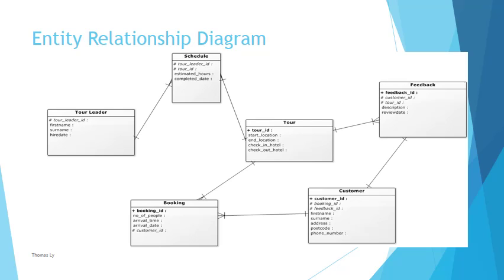There are two types of relationships which are used in this diagram, and these are one-to-many and one-to-one. An example of a one-to-many relationship would be the tour and booking. The tour can have many bookings, hence why it is called one-to-many. An example of a one-to-one relation would be the tour leader to the schedule. The tour leader would not have many schedules, and the schedules would not have many tour leaders, and this is why it is a one-to-one relationship.